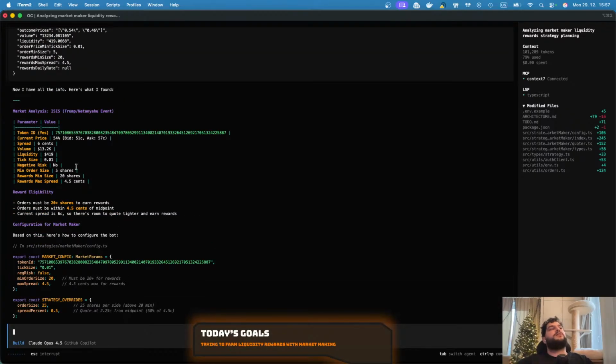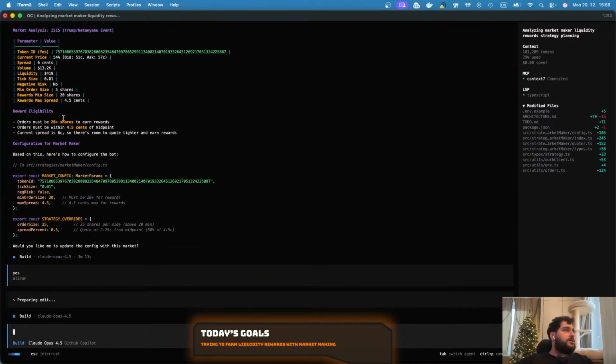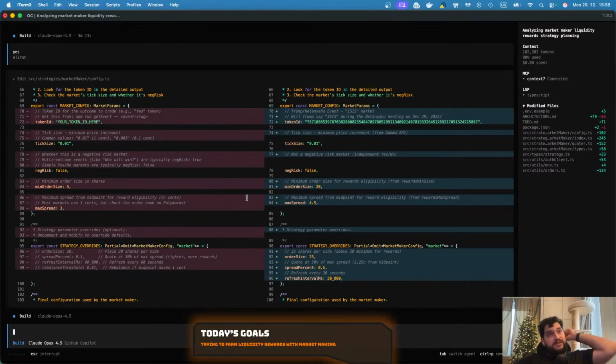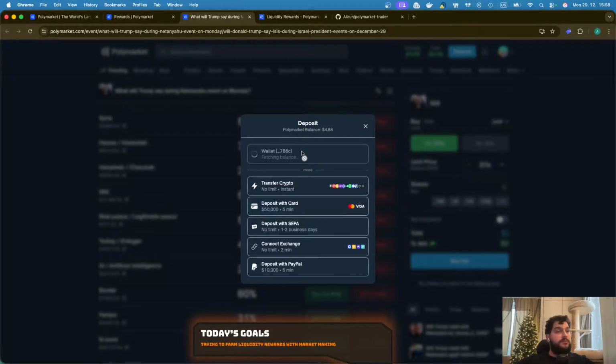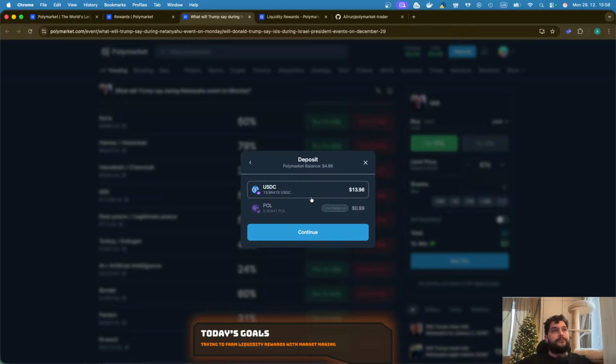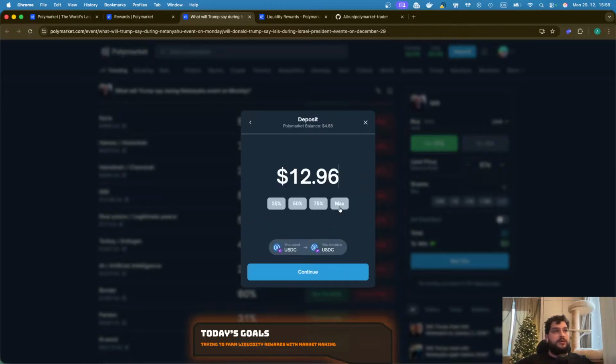Basically it's the most profitable one for us, and it also offered me to change the config values for me, and I gladly accepted that. So once it will be changed, we can run it and see. I don't think our $5 is gonna be enough. Maybe we can just go ahead and deposit more, you know. Let's just deposit it all.